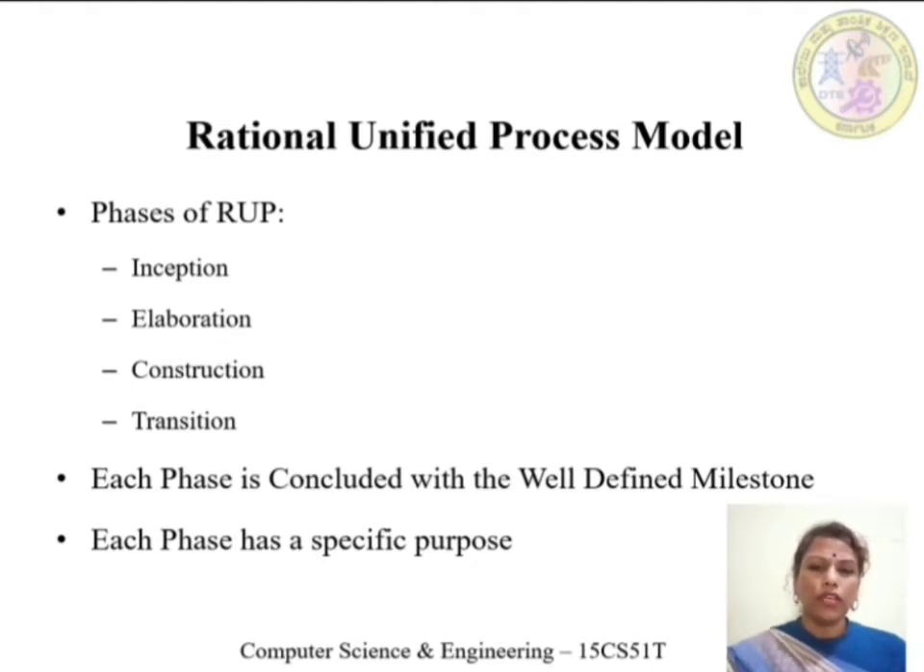The very first phase of RUP is the inception phase, and the second one is the elaboration phase. The third one is construction, and the fourth one is transition. So in total we have 4 phases of RUP, and each phase has some well-defined milestones. That means after the completion of each phase, some objectives have to be met, and each phase has a specific purpose. Let's see these phases in detail.